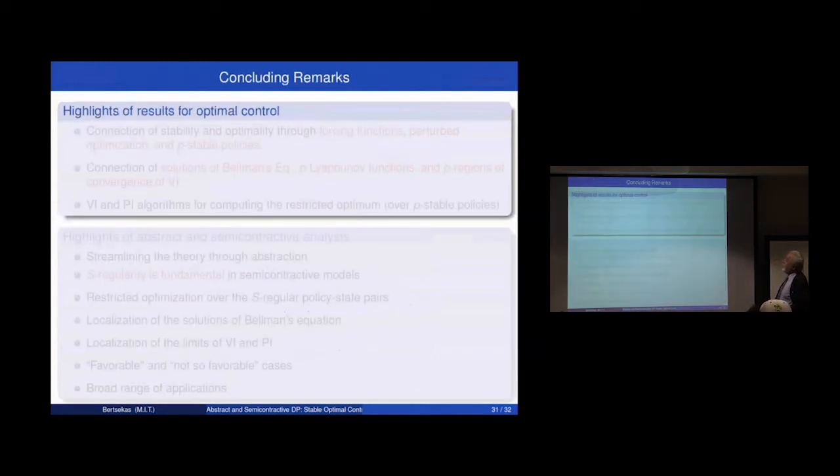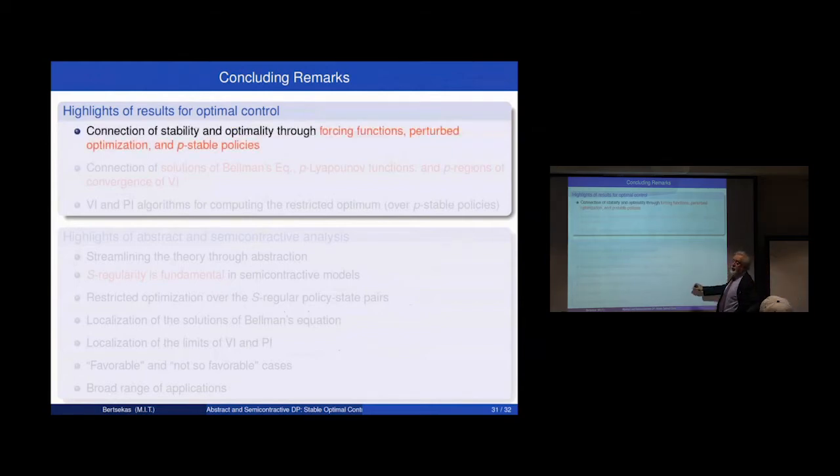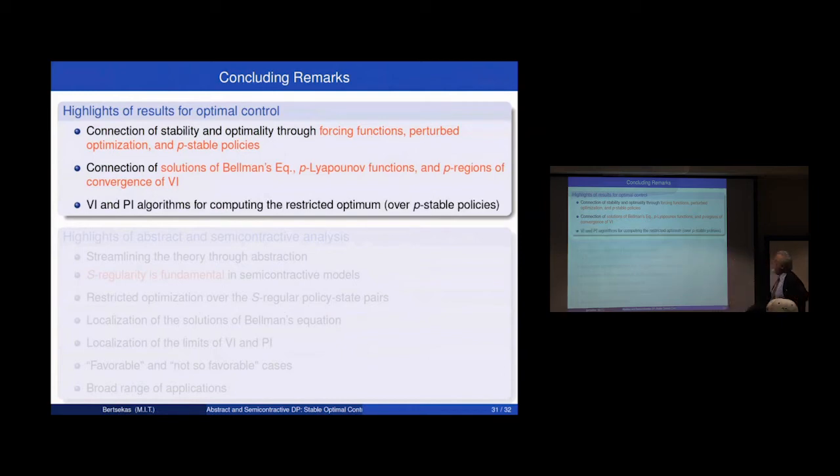So let me conclude here. I talked about specific results in deterministic optimal control, a connection between stability and optimality, forcing functions, perturbed optimization, and the notion of P stability, which quantifies the speed of stability as well. Connection of solutions of Bellman's equation with P-Lyapunov functions and regions of convergence of value iteration. There are also value and positive policy iteration algorithms for computing the restricted optimum over state policies.